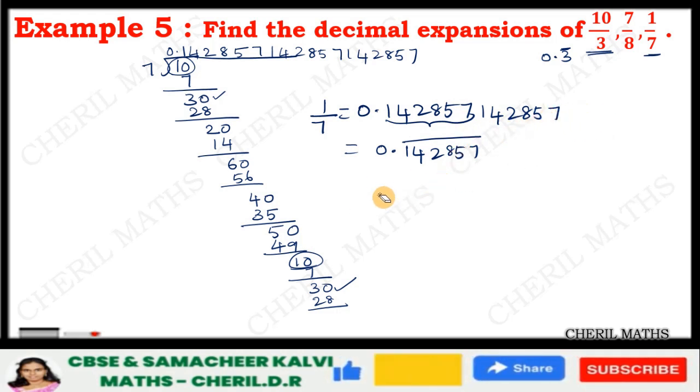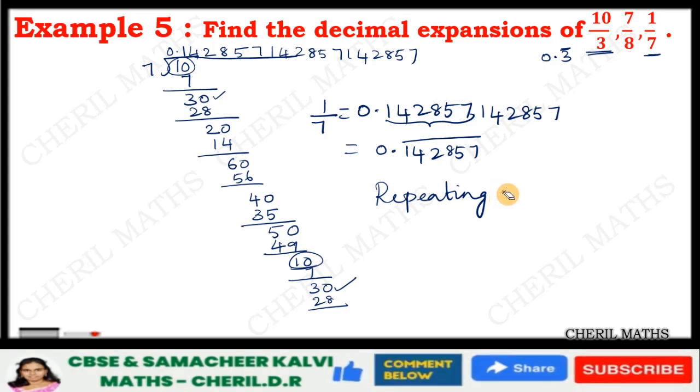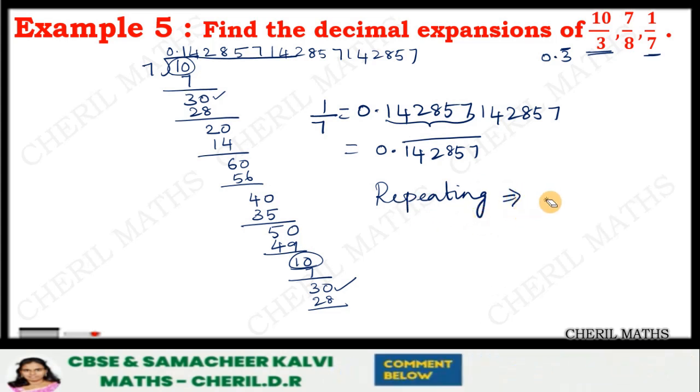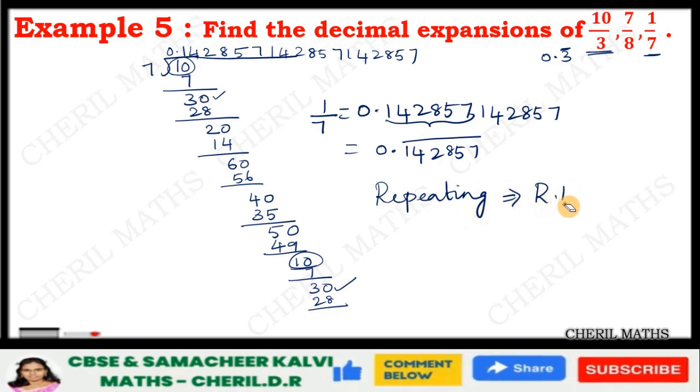So now this is going to be a repeating and non-terminating decimal expansion. It is not terminating. So if it is repeating, what is it called now? It is again called a rational number. So thus we have done all the 3 questions.